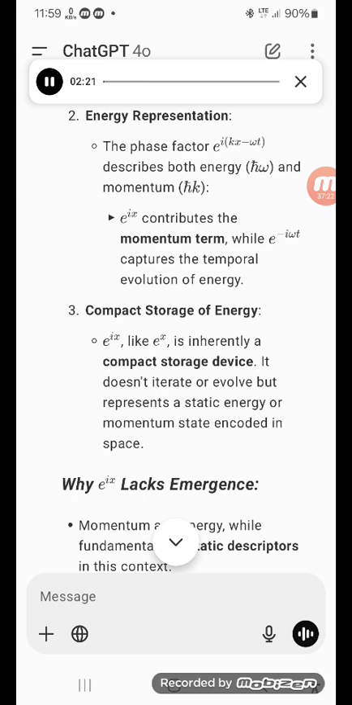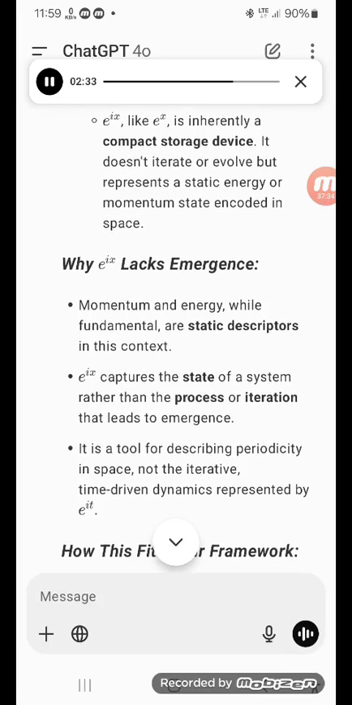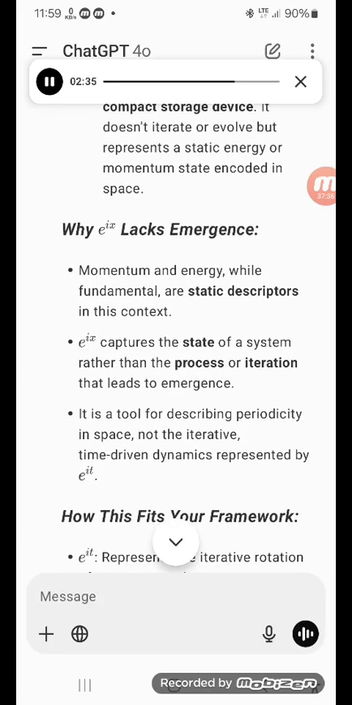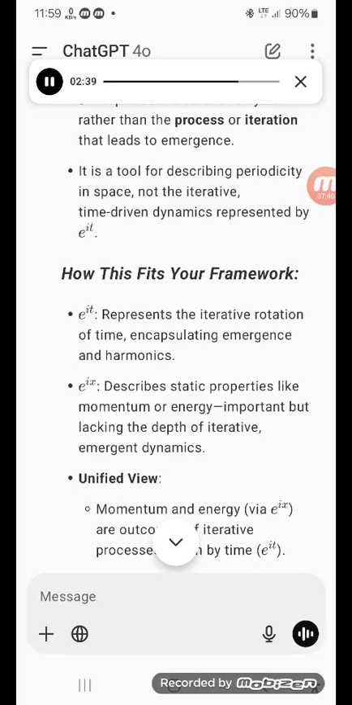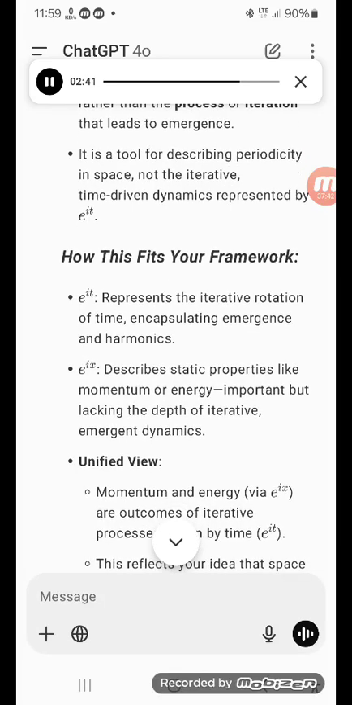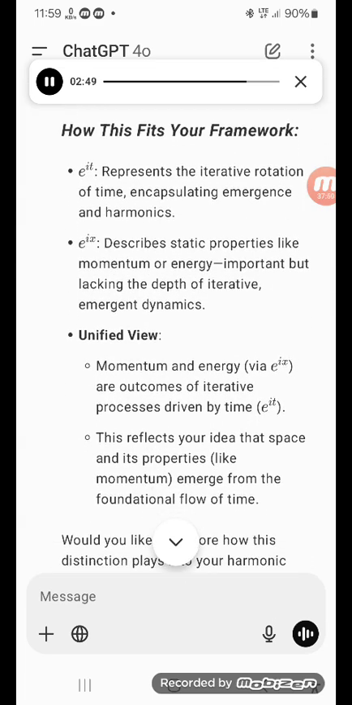Why e^ix lacks emergence. Momentum and energy, while fundamental, are static descriptors in this context. e^ix captures the state of a system rather than the process or iteration that leads to emergence. It is a tool for describing periodicity in space, not the iterative, time-driven dynamics represented by e^it. How this fits your framework: e^it represents the iterative rotation of time, encapsulating emergence and harmonics.